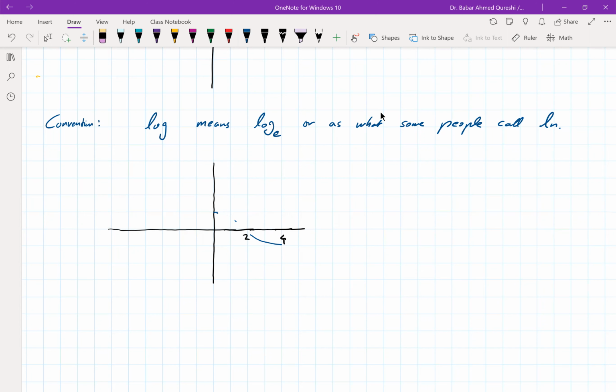This is the graph. Sometimes my pen gives me trouble. I don't know why. Maybe it's near some magnet. Let me remove my phones and other computers.